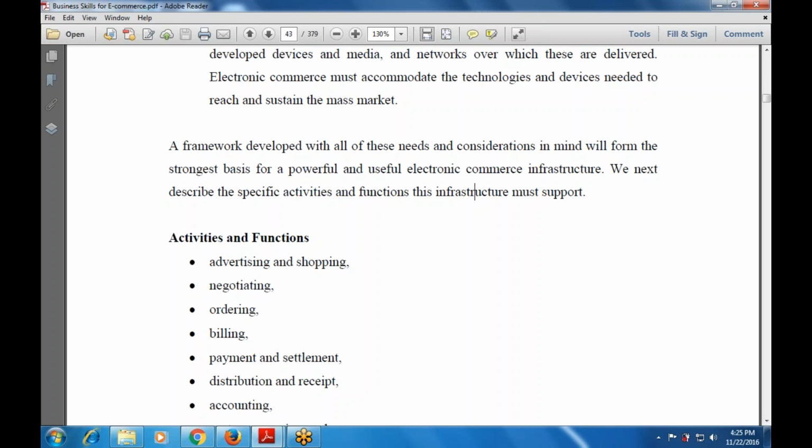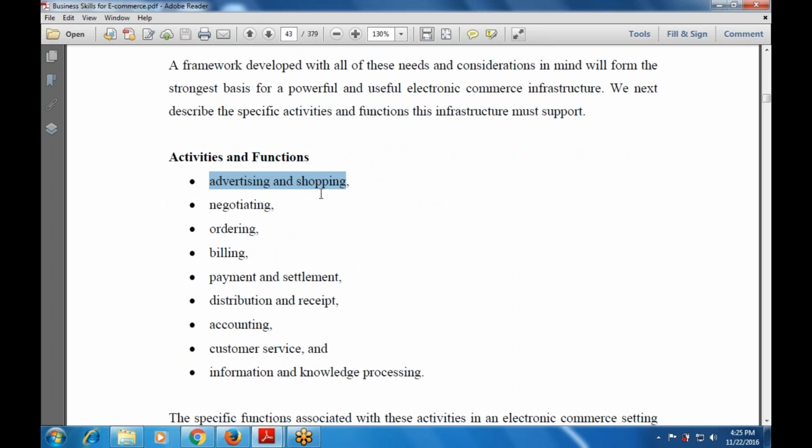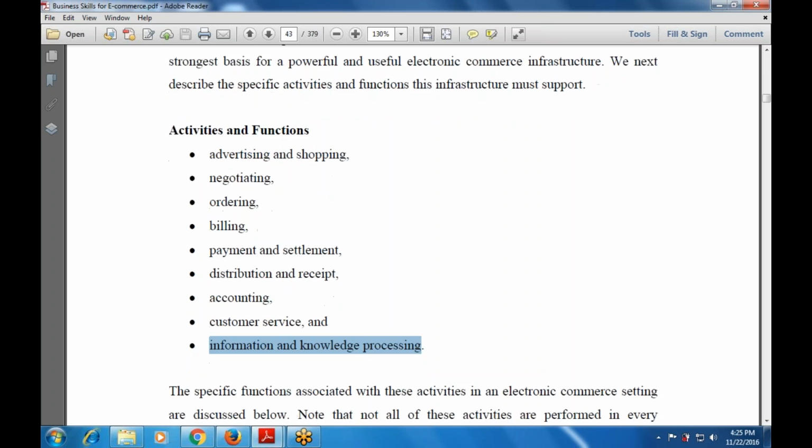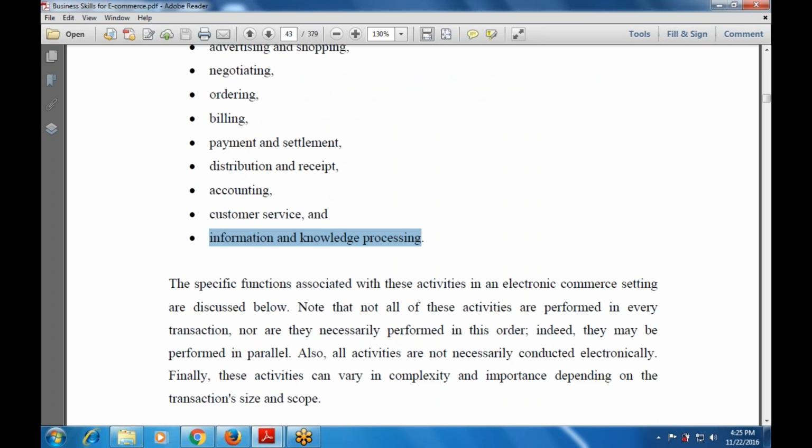Then activities and the functions. First is advertising and the shopping, negotiating, ordering, billing, payment, the settlement, distribution and the receipt, accounting, customer service, information and the knowledge processing. What are the various information processing? What are the various ways that are used with the various activities in electronic commerce? In ways it is developed that are discussed below. What are the various activities that are available over here?